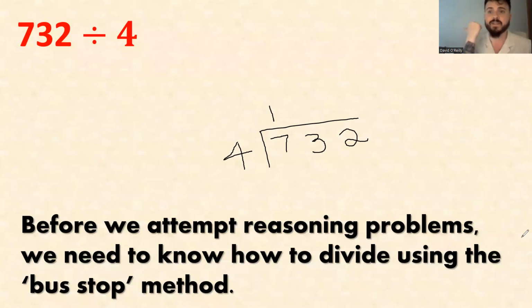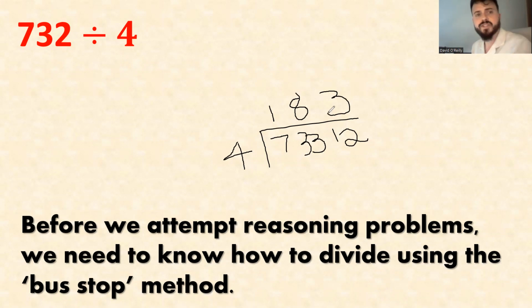And then we've got 5, 6, 7. 3 remaining, which goes in front of the next number. So that becomes 33. 4 into 33: 4, 8, 12, 16, 20, 24, 28, 32. It goes in 8 times, but we landed on 32. We wanted to get to 33, so there's 1 remaining, which we're going to put in front of the next number. 4 into 12: 4, 8, 12, 3.